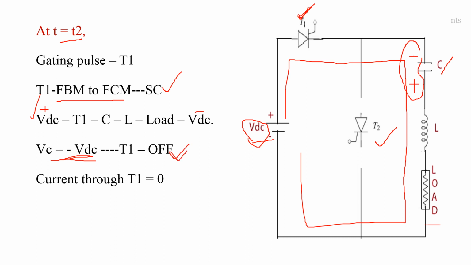When thyristor T1 is in off state, the current flowing through thyristor T1 becomes 0. Again we are going to apply the gating pulse to thyristor T2. By applying the gating pulse to thyristor T2, again the capacitor starts discharging. After complete discharging of capacitor C, again capacitor C changes its polarities. Again we are going to apply the gating pulse to thyristor T1. The same cycle is going to repeat. By using this analysis, we are going to draw the waveforms.